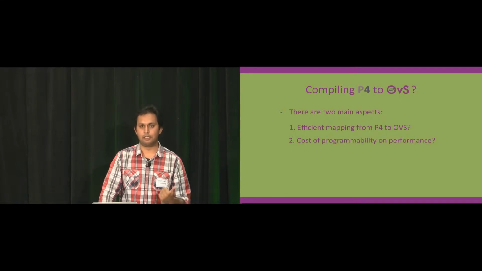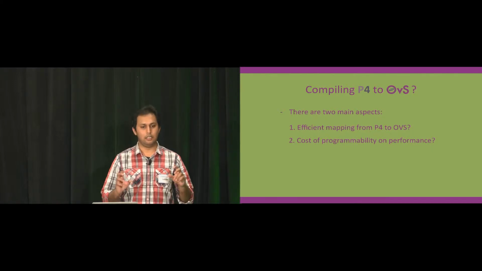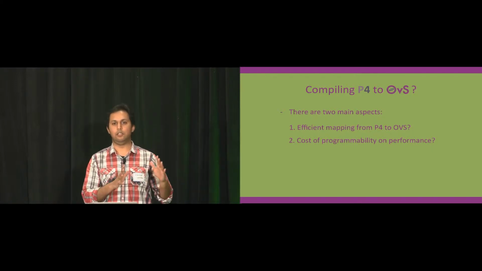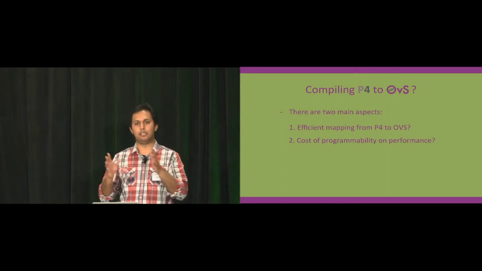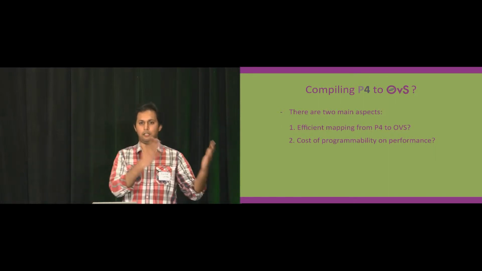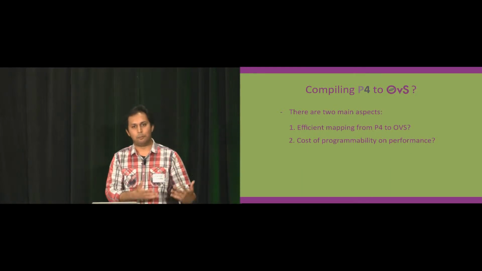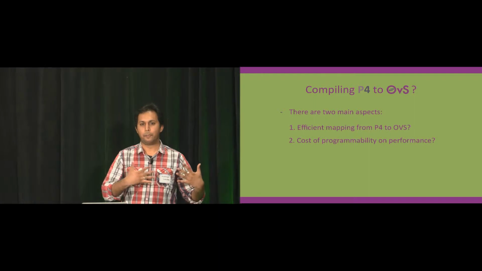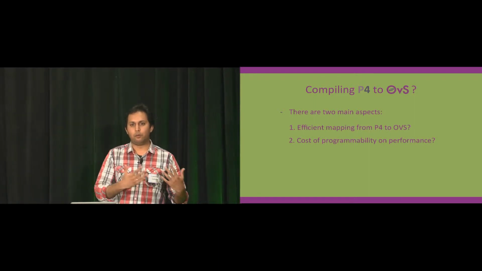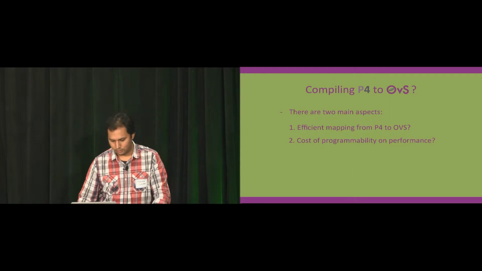That's the first question. And the second question is, what is the cost of programmability? Because now you're not doing these, it's just like writing code in C or some high-level language versus writing something in assembly. Definitely something you write in assembly is going to be fast. But the thing is, having a higher-level language actually helps you do rapid prototyping and stuff like that. So with that programmability, what's the cost of that programmability on the actual performance?